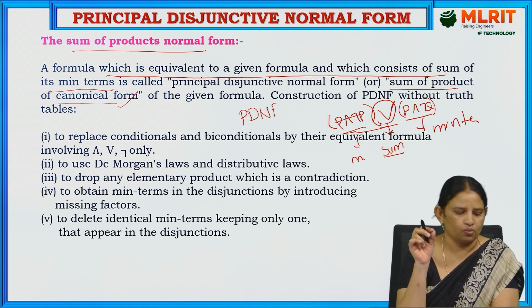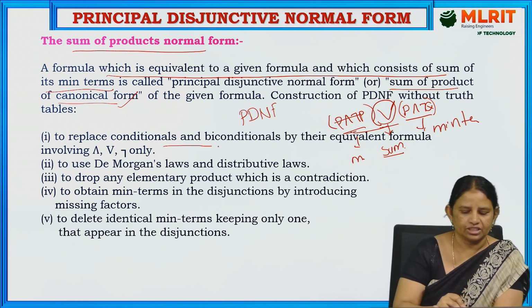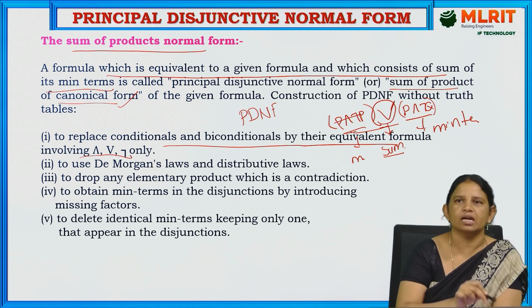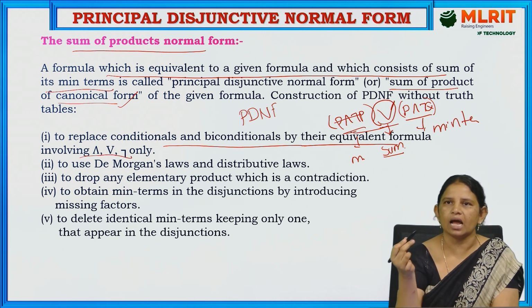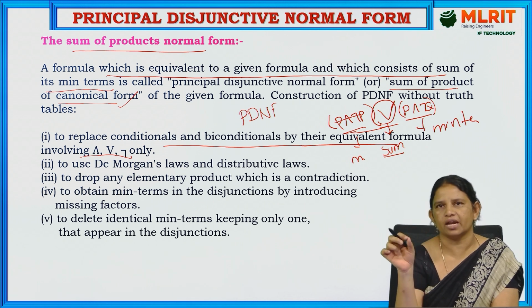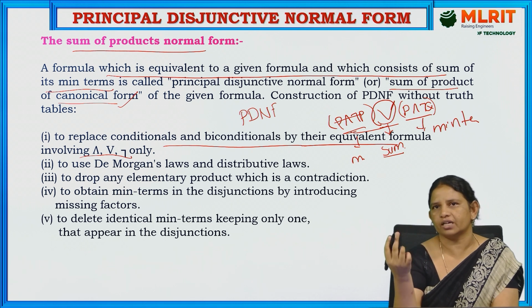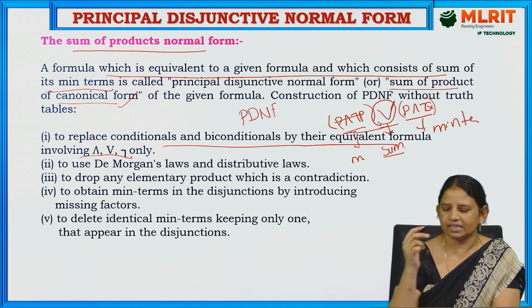Coming to rule 1: to replace conditional and biconditional, we have to apply the equivalent formulas using conjunction, disjunction and negation. First, we need to remove the conditional statement as well as the biconditional statement. How to remove the conditional and biconditional statement? By applying the equivalent formulas.